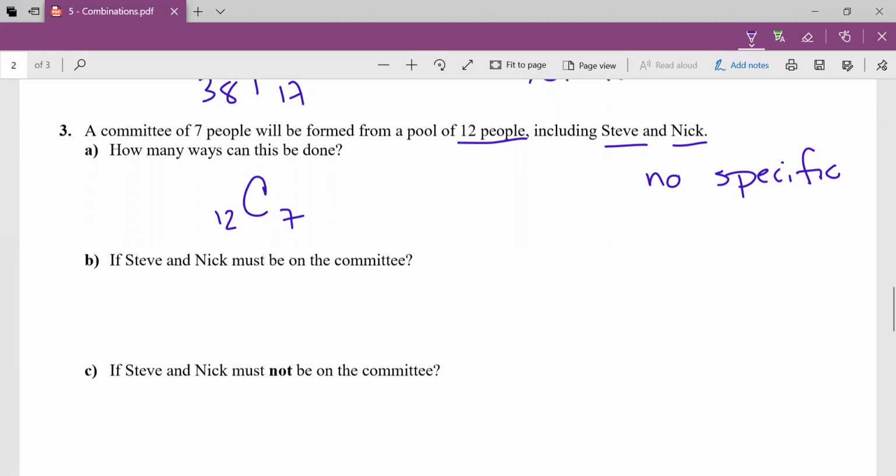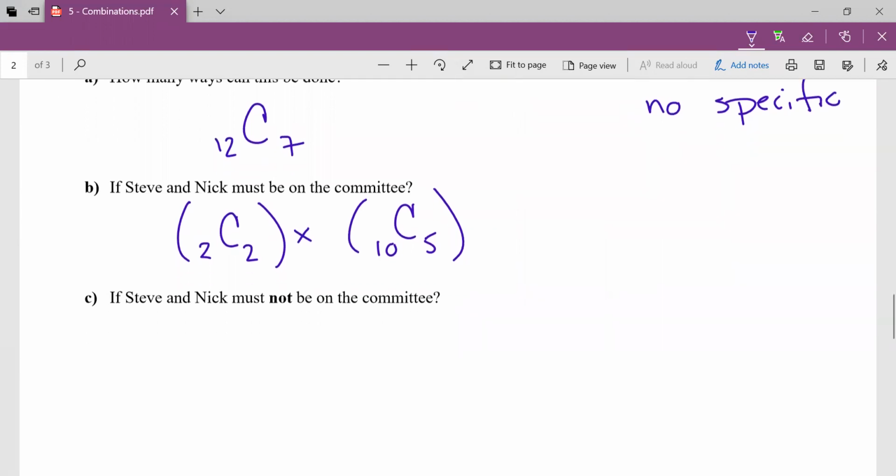Okay, Steve and Nick must be on the committee. Okay, well, order doesn't matter how I get Steve and Nick. There's two of them and I need both of them. Then I say to myself, well, and I need five more people. And means multiply. Well, how many people are left? Well, there were 12 people to select from, and I selected two already, so 10C5. Again, you just put that in your calculator, and you're good to go.